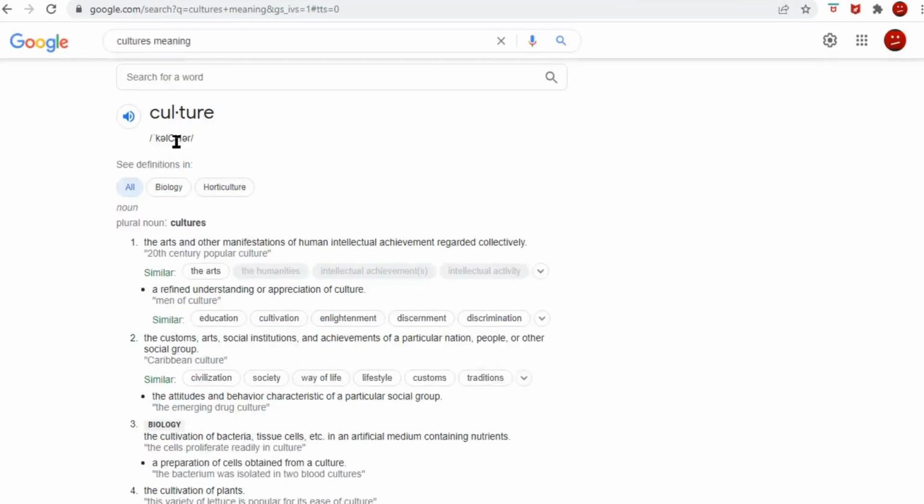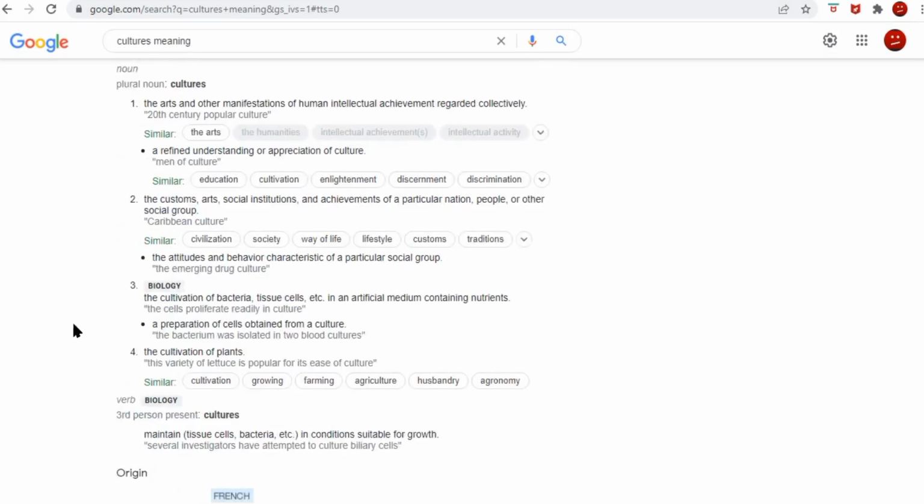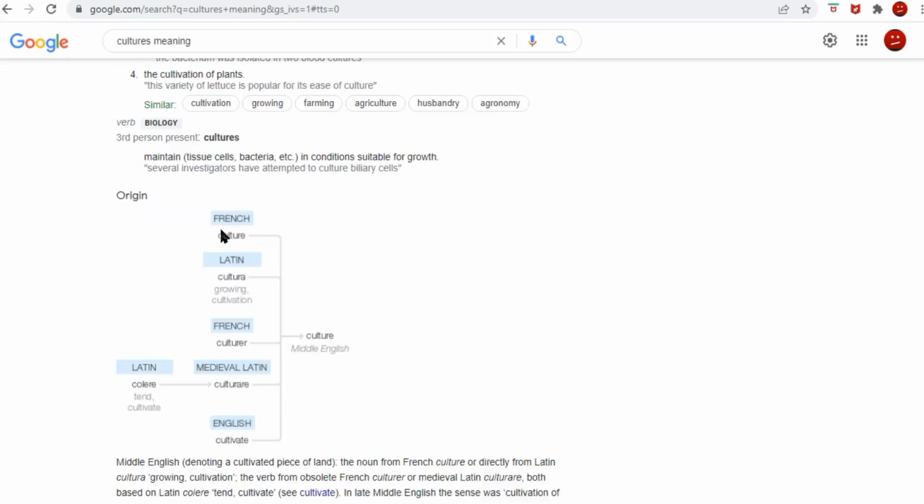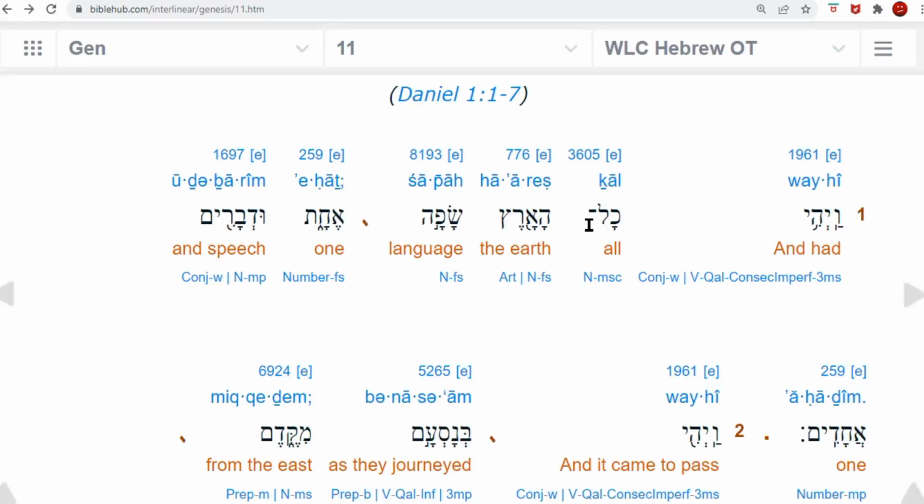Culture, K-E-L-C-H-E-R, culture. The arts and other manifestations of human intellectual achievement regarding collectivity. Culture is to grow something, the cultivation of plants. Old French, culture, Latin, culture. And so this is telling me to read it backwards then forwards, so it's culture, cultures, and then A-R-X. The X is the C-H, it's the X, or it's the T-S, the culture's arts.